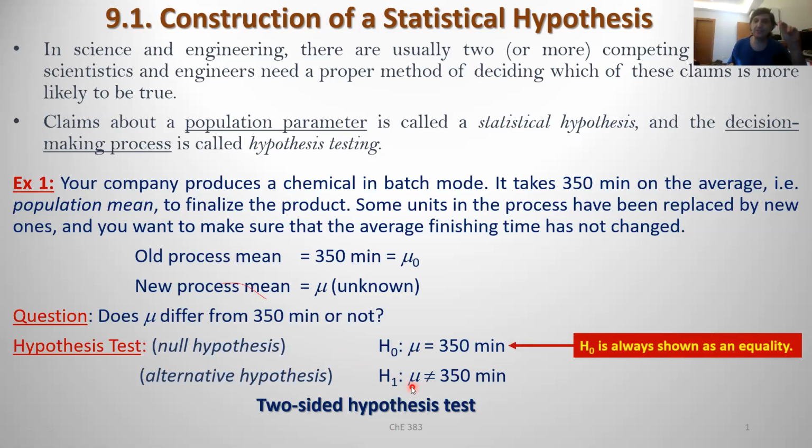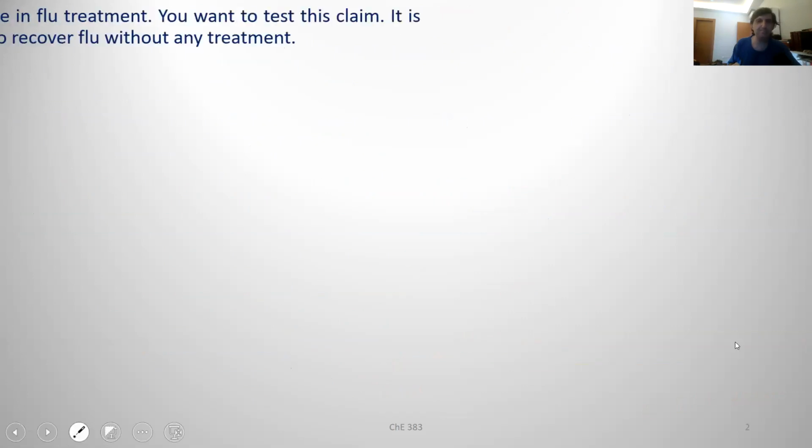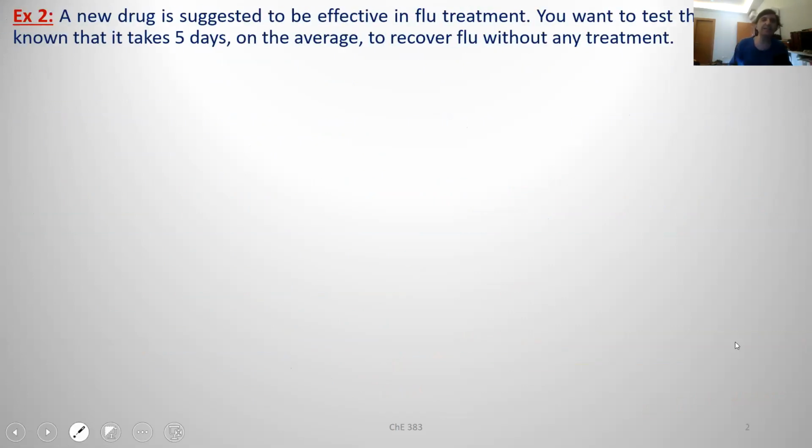Note that H0, our null hypothesis, is always shown as an equality here. And the alternative hypothesis, I think I forgot to mention, is named H1, and is always shown as an inequality. This is a pretty important concept I'd like to talk about within 10 minutes. Okay, so a second example.